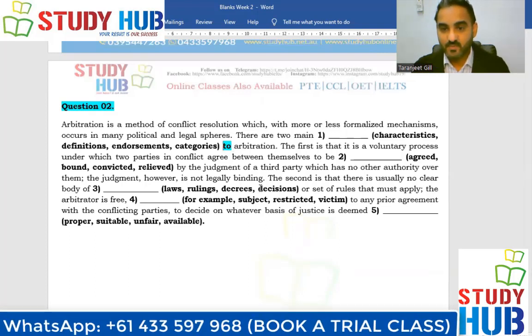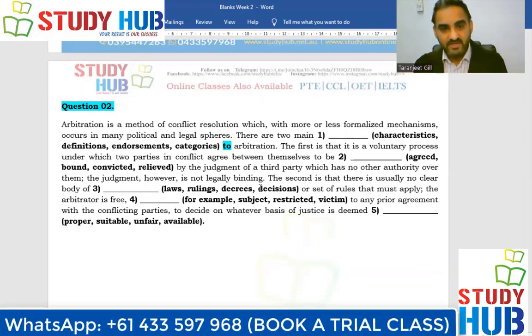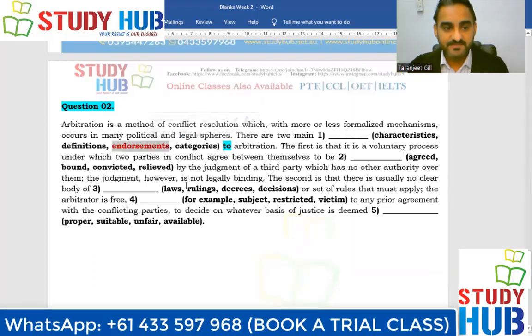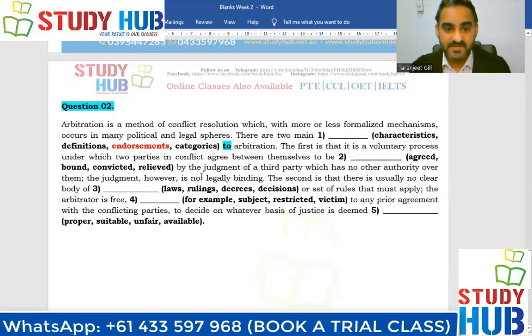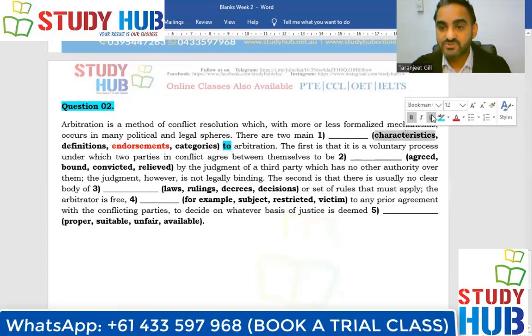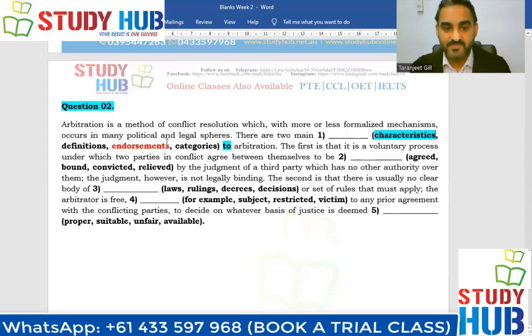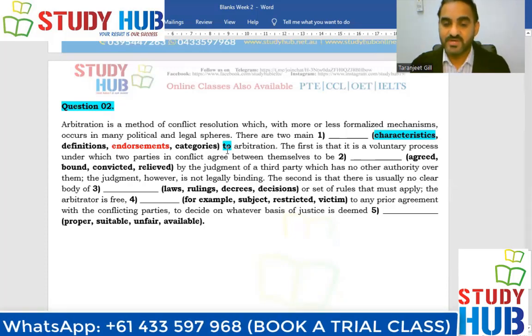The first is that it is a voluntary process under which two parties in conflict agree between themselves. So further on, they're talking about understanding or definition or those things. So there are two main, we cannot say endorsements. There can be two main categories, two main characteristics, or two main definitions. Now, the word that can go with two here will be two main characteristics to arbitration. Definitions of, categories of, characteristics, we can say characteristics to arbitration. That means arbitration has two characters.